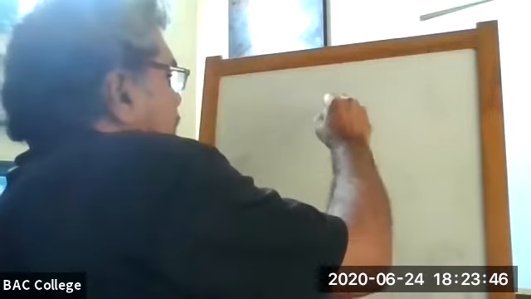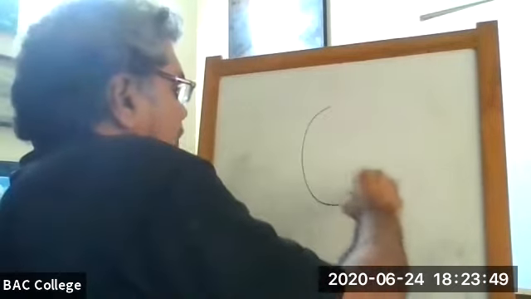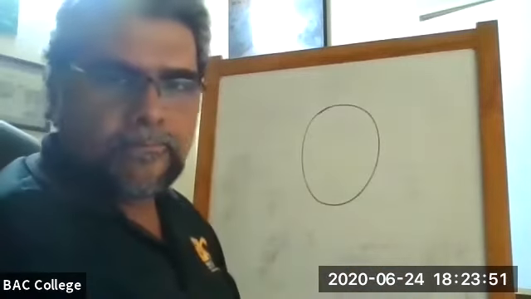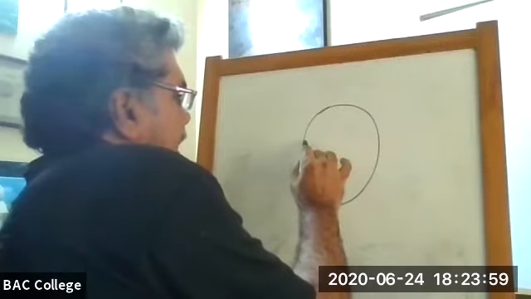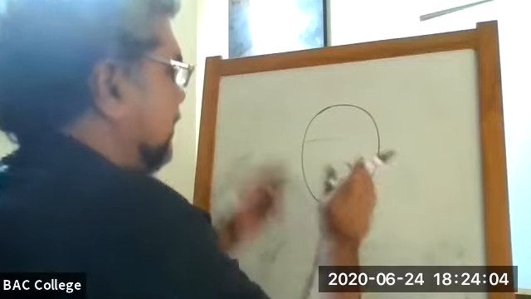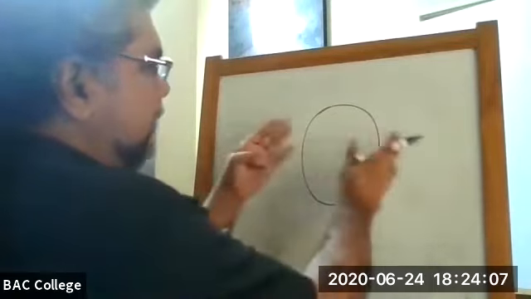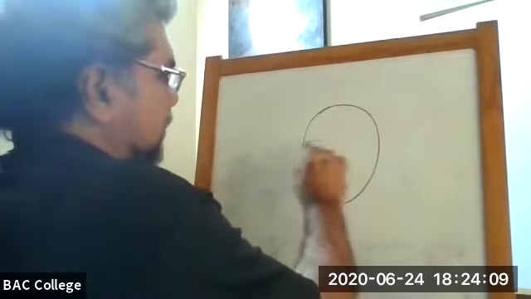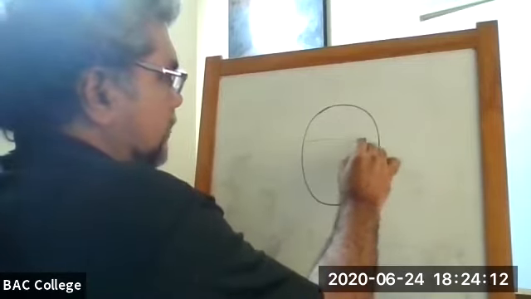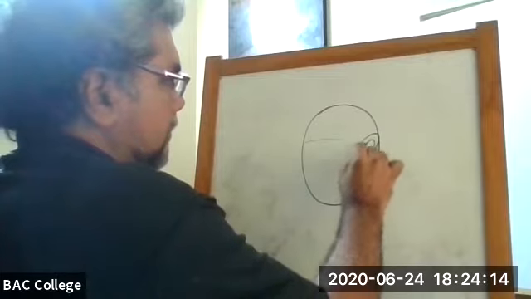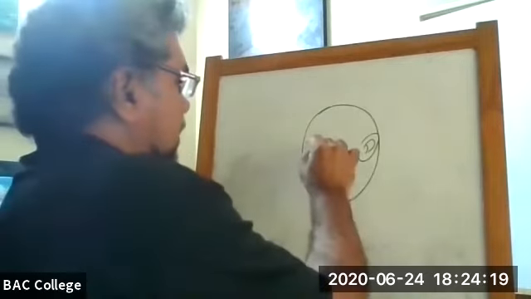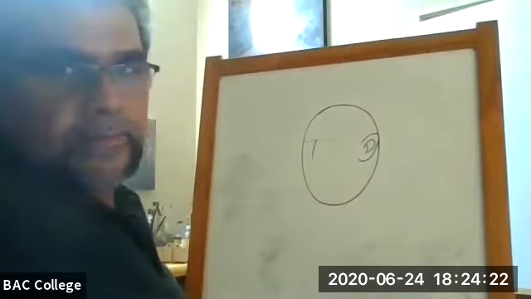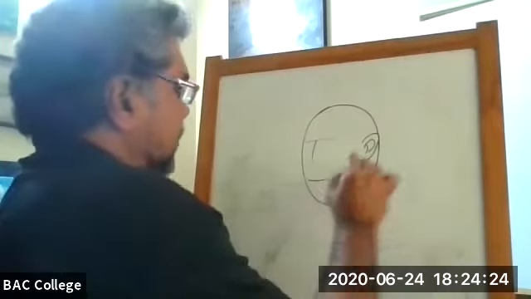So again, let's get the oval shape, and let's get a line like this. So this guy is looking this way. Which means if this is where the eyes are, then the ears will be somewhere around here. And then the nose, and then the mouth.